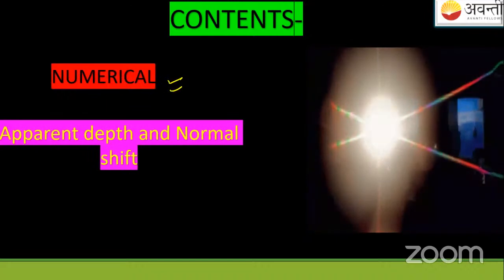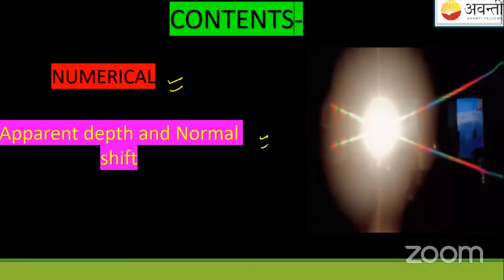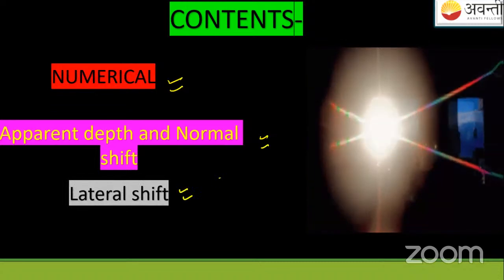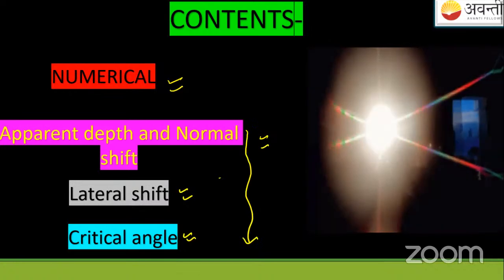So in today's class, what will we do? That was the recall portion. In today's class, we'll solve the numericals also. Plus, we'll see the new theory topic, that is apparent depth and normal shift. After this, we'll see the lateral shift topic, and after that, critical angle. But at least our goal today is this.